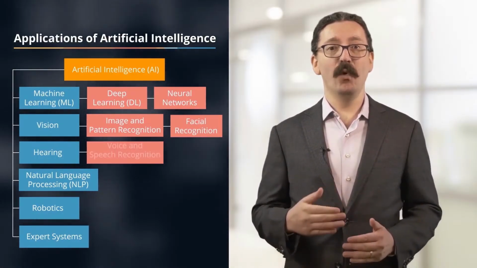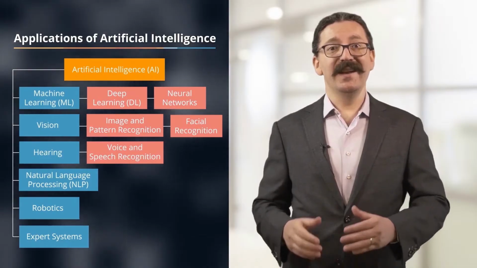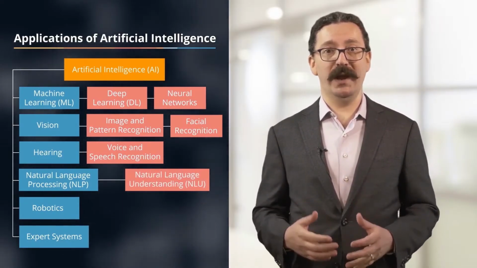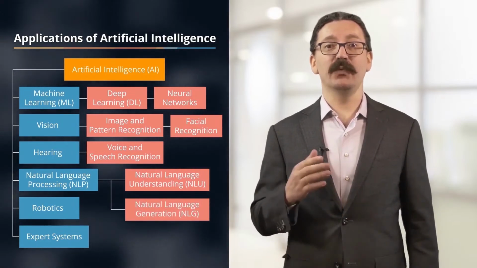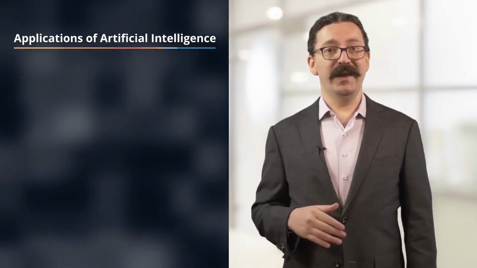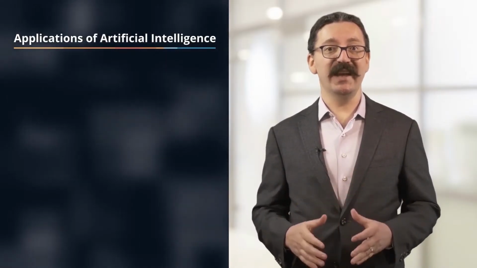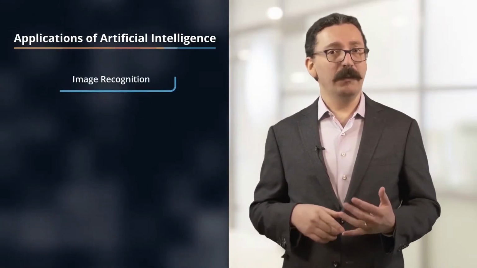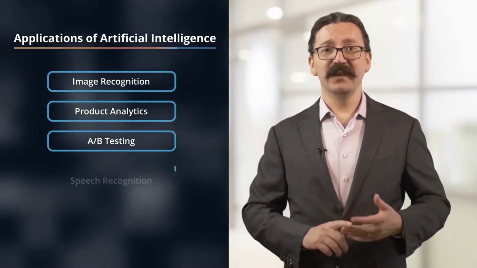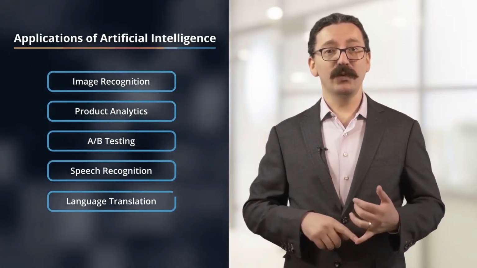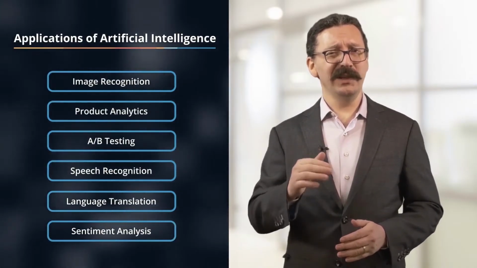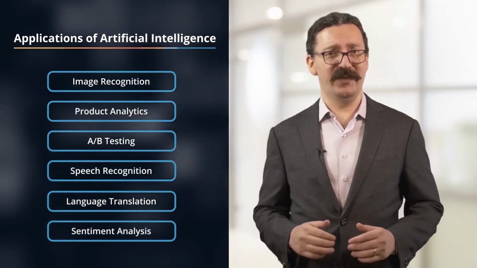In hearing, we have voice and speech recognition, and natural language processing comprises natural language understanding, or NLU, and natural language generation, or NLG. So the different areas of application of AI that we use extensively as of today are things like image recognition, product analytics, A/B testing, speech recognition, language translation, and sentiment analysis. Let's learn a little bit more about each of them.